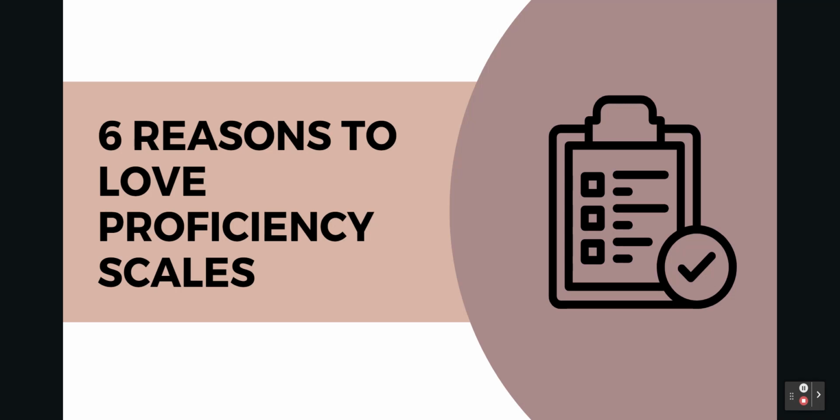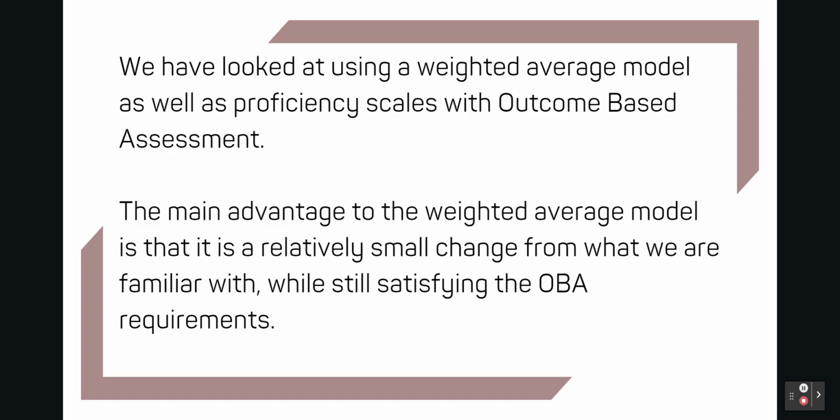In this video, we're sharing 6 reasons why we love proficiency scales. When we've been discussing outcome-based assessment, we've been focusing on either using a weighted average model or a proficiency scale. Using a weighted average is a nice entry point to get started with outcome-based assessment because it is making relatively few changes from our more traditional approach. It still gives us more flexibility in our assessment, and it still allows us to report specifically on the big ideas in each course. But if we're able to create proficiency scales, there are even more advantages.